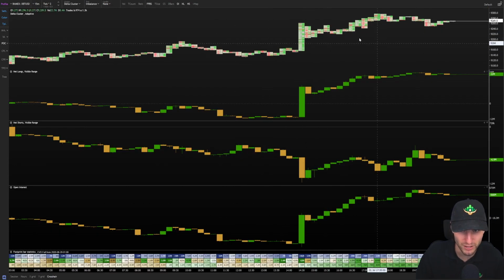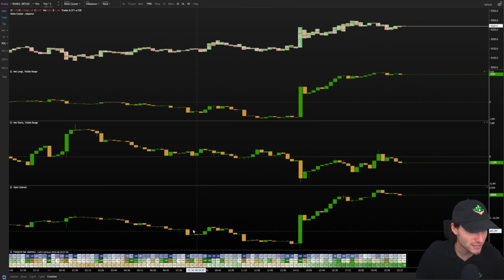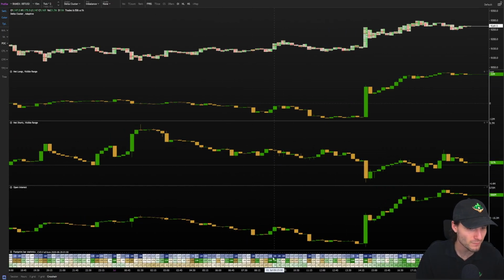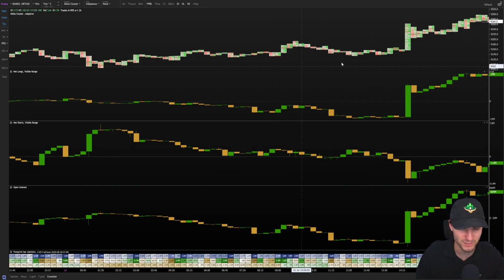Obviously, this was a nice move. I think this was a nice move because the open interest on this one was nice. Look at the volume, look at the open interest, really good. But nevertheless, these are all the things that we'd be looking at. Specifically, the volume down here and the delta. We're looking at delta.